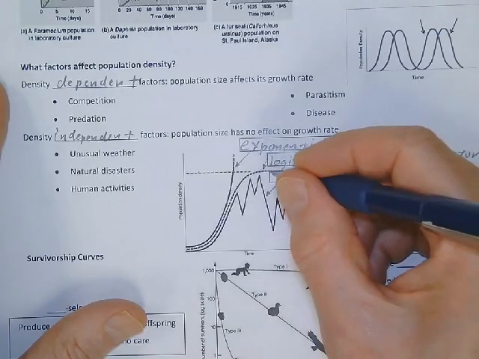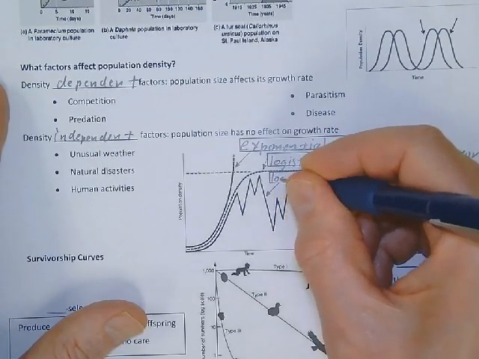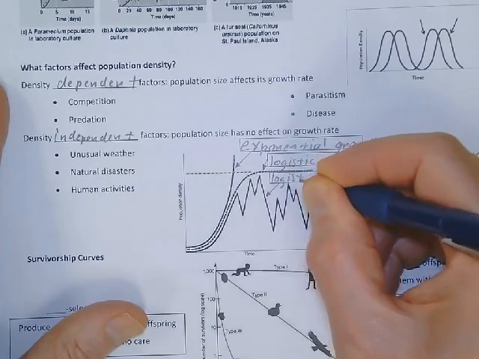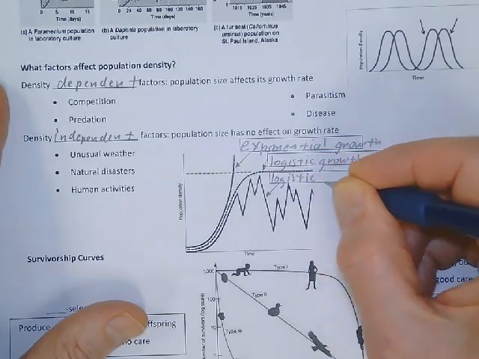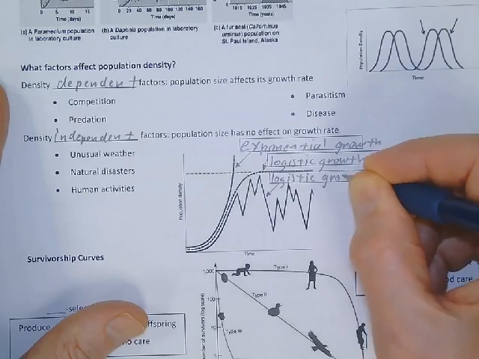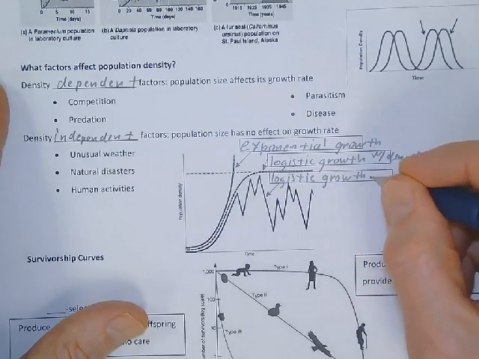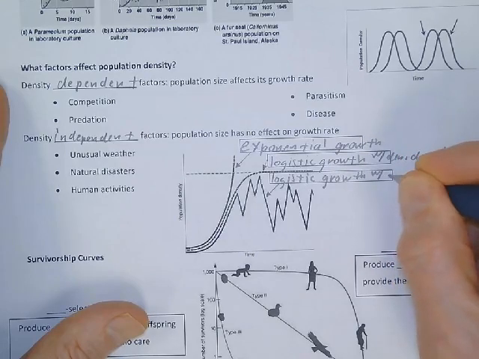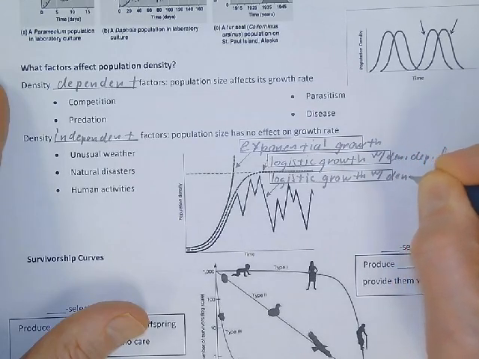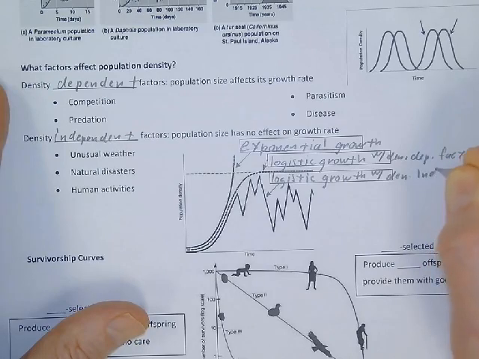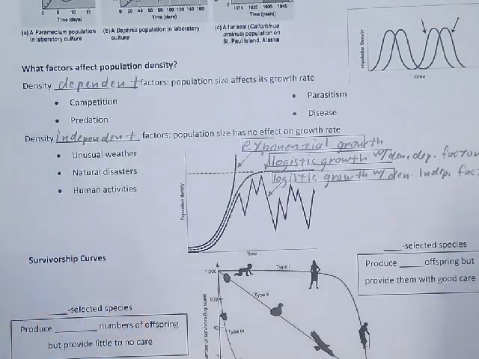You also get a logistic curve with density-independent, but it tends to look like a mess because generally density-independent factors are really unpredictable. Hurricanes, droughts, plagues of mosquitoes, stuff like that.